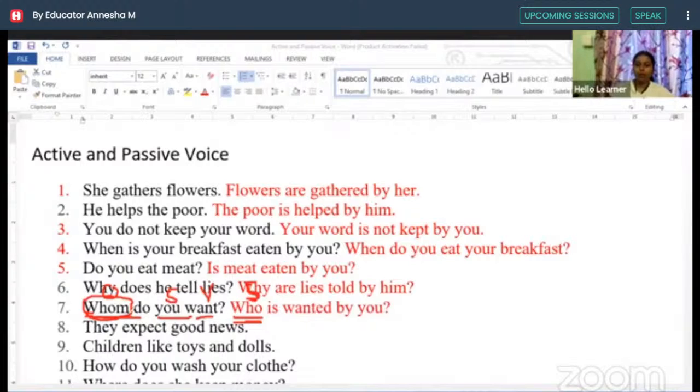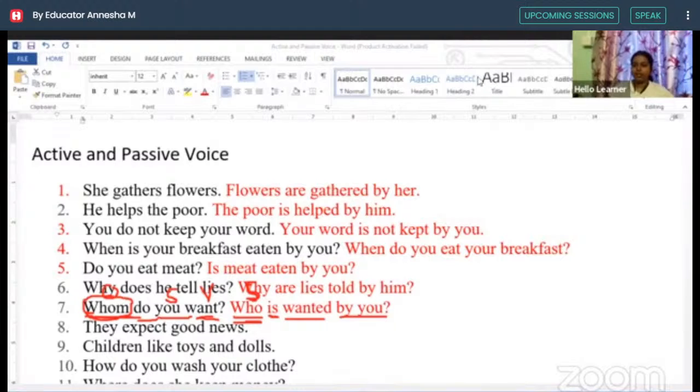So who, and do becomes is. We already know that do becomes is when we are making an interrogative passive in the present tense. So who is, want becomes V3, V1 becomes V3 wanted, and then the subject, by you. Who is wanted by you? Just remember the formula, and try to think about what can happen. Okay, very nice, very good, Z.